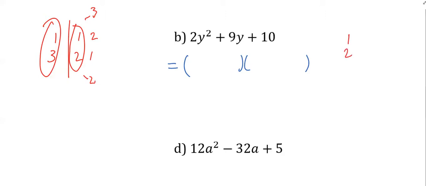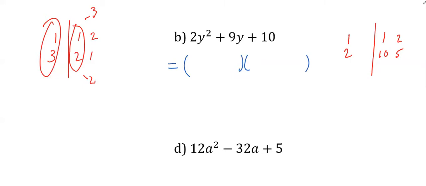So 1 and 2. And then I'm leaving a little space because I know what's happening, and then a line. And then on the right side, again, it has to be the y squared's on the left and the constant on the right. 1 and 10, and 2 and 5.